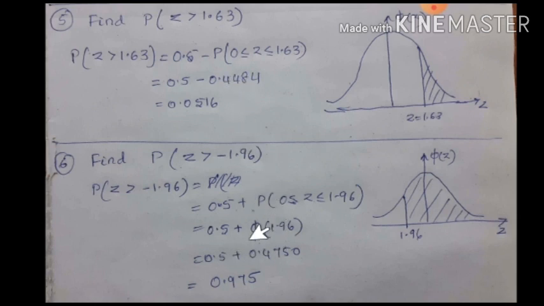Observe here, this is the main difference you need to notice. Here 0.5 minus, here 0.5 plus. Both are different conditions. By seeing just the condition, it may be difficult for you to decide whether you have to add or subtract. So draw a normal curve, then mark the z value, then easily apply the condition. You can find out whether you need to add 0.5 or subtract the probability value from 0.5. Okay.